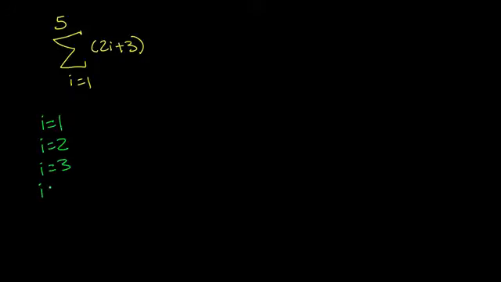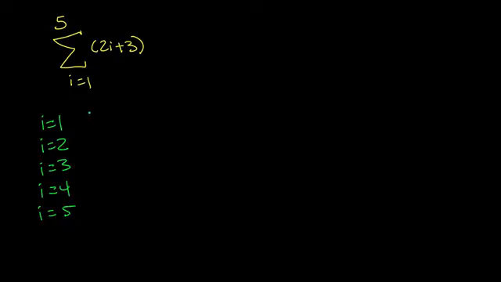So the second promised example is the sum from i equals 1 to 5 of 2i plus 3. Only thing that changed from last time is we changed the top of the range, and we changed the thing inside. So just like before, let's do it one more time in full detail. i goes from i equals 1, i equals 2, i equals 3, i equals 4, and i equals 5.